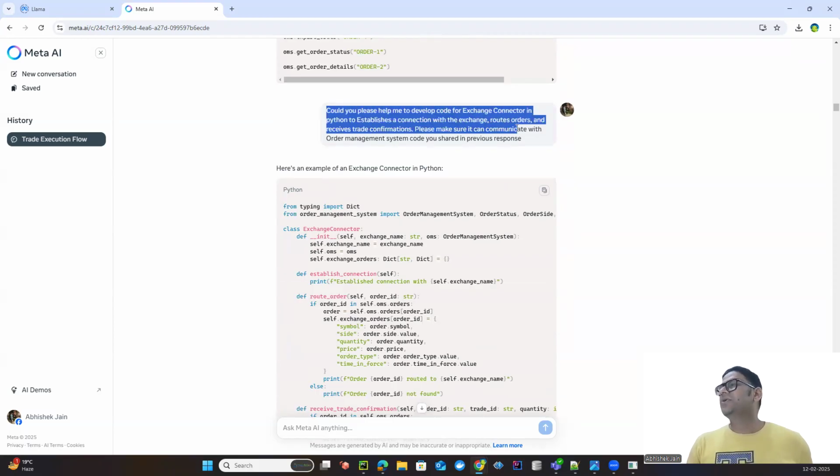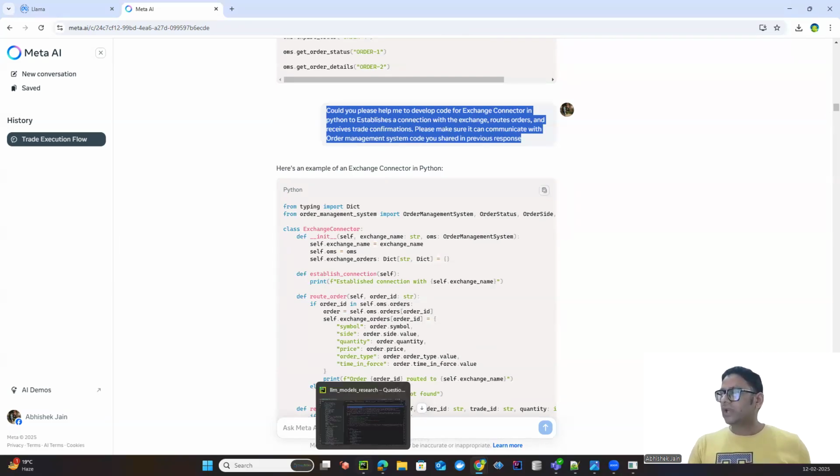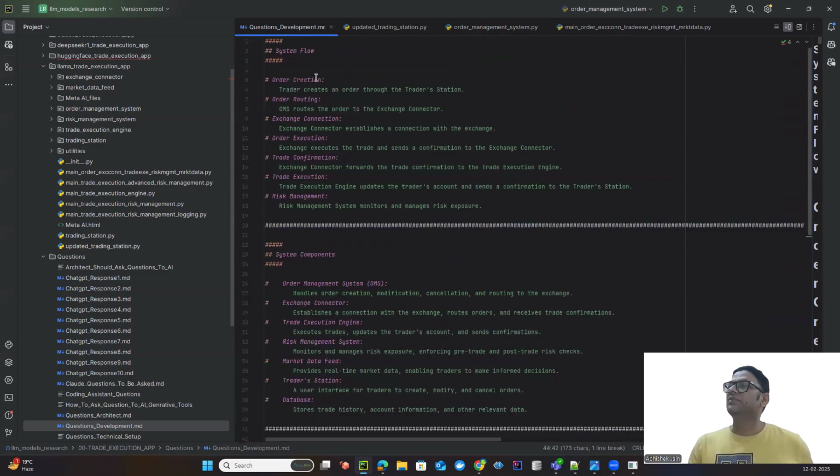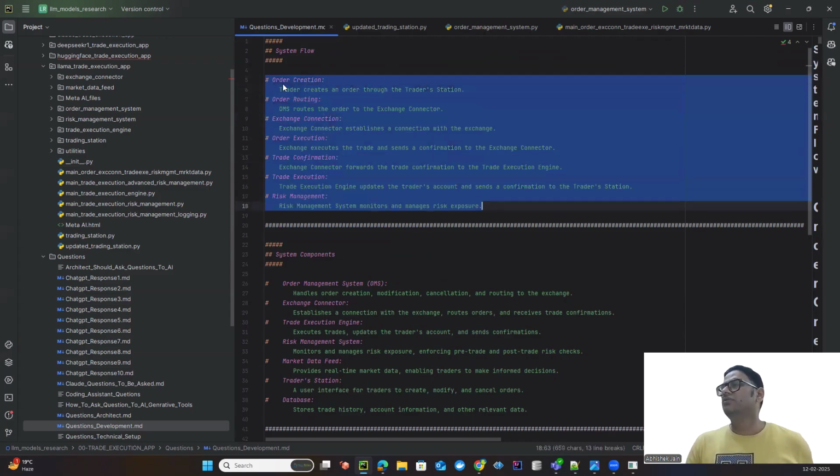Then I asked, okay, could you please help me to develop code for an exchange connector? So how did I get what the flow should look like? That is again something I asked Llama to explain. This is what I got when I asked the same question: can you explain the flow of trade execution? Then it says this is the flow.